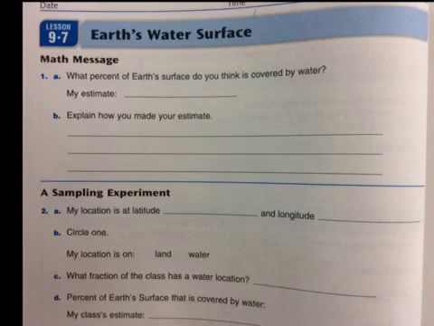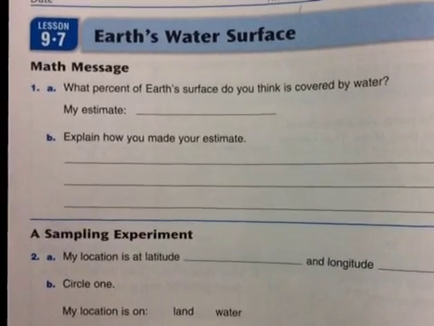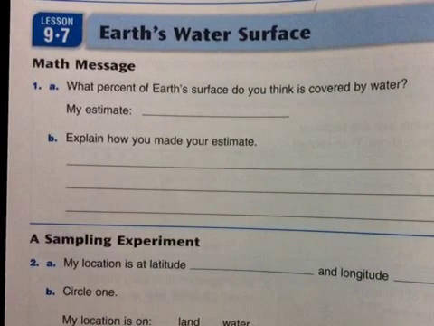Lesson 9-7, page 316 from your math journal. Here we have earth, water, surface. And what we're looking at here, boys and girls, is estimates, to see if you can make a reasonable estimate of how much water there is on the surface of the earth. You can make your own estimate and explain here why you think it is.